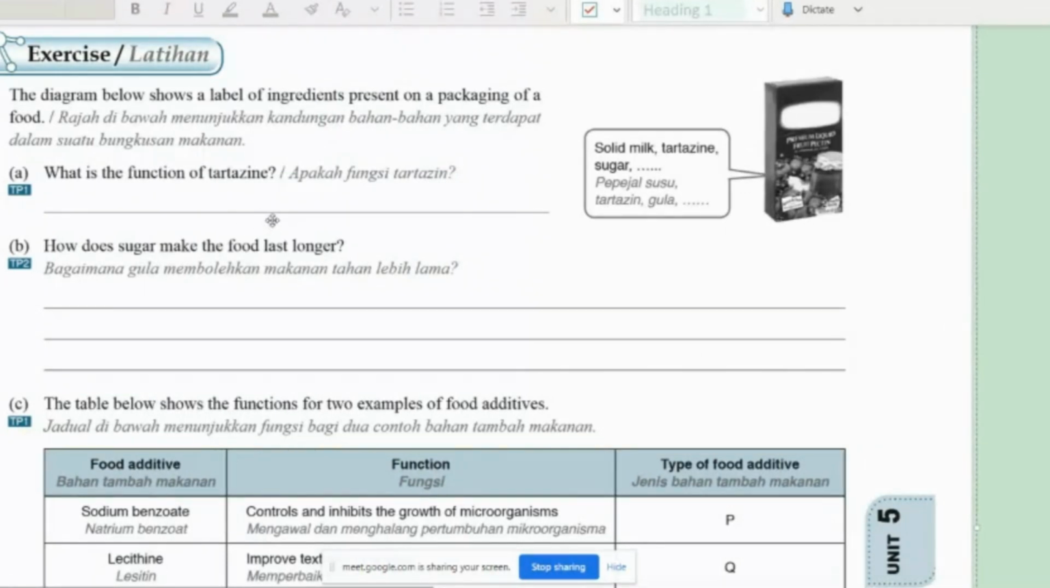1A, what is the function of tartrazine? Okay, what is the function, class? This question I would like to ask Tiffany. What is the function of tartrazine? Can you type your answer or use your mic?